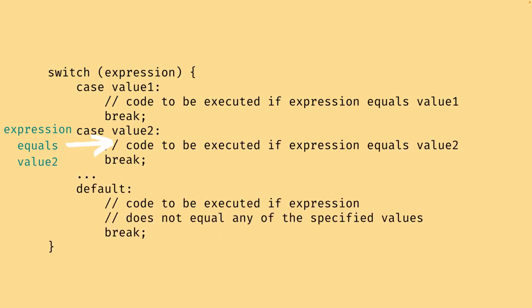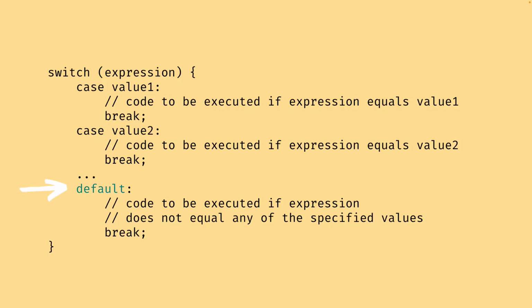So let's say in this example, our expression equals value 2. That means the code after value 2 is going to be executed. But the code following the matching case label is executed until a break statement is encountered or the end of the switch block is reached.